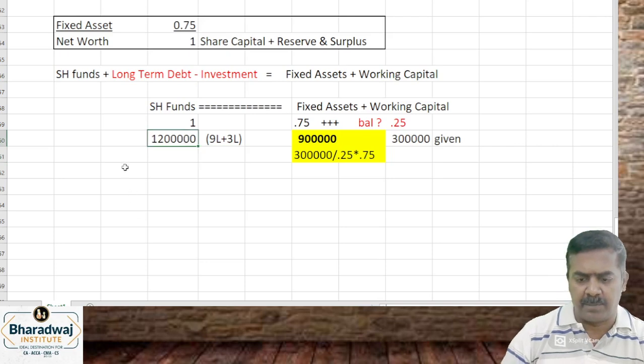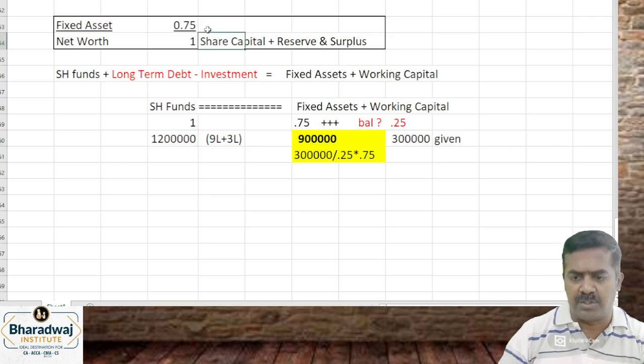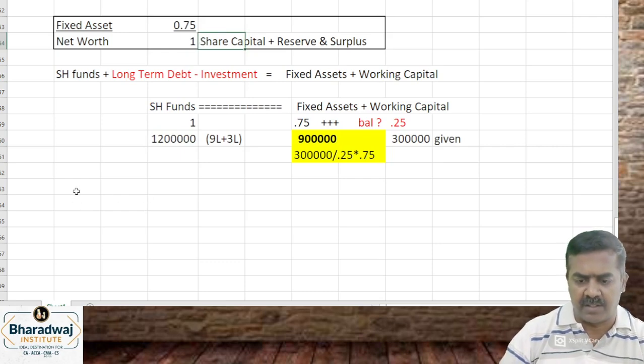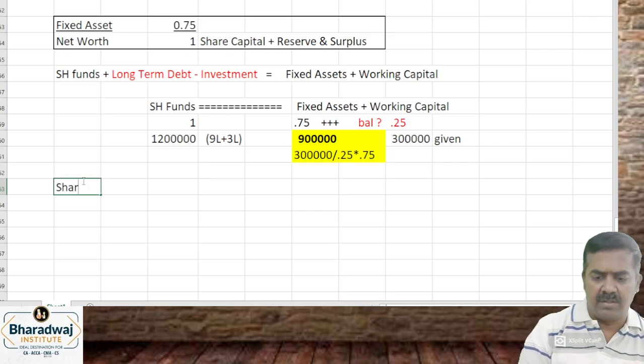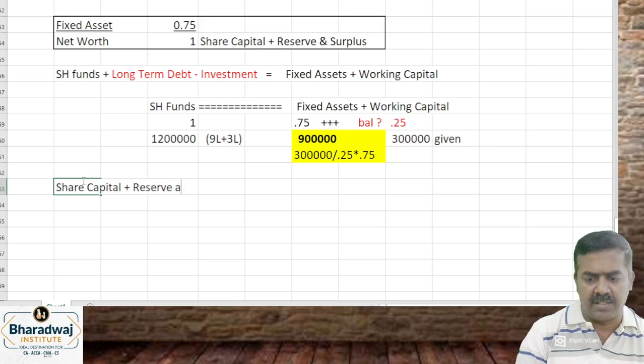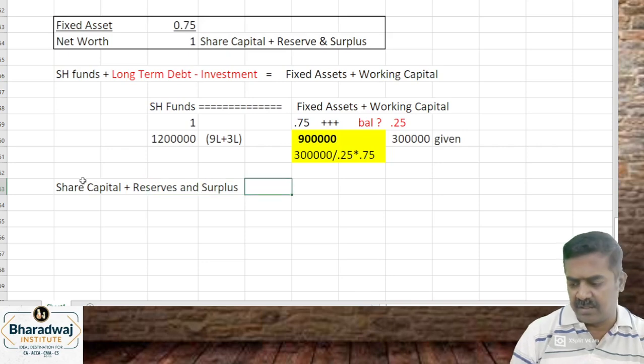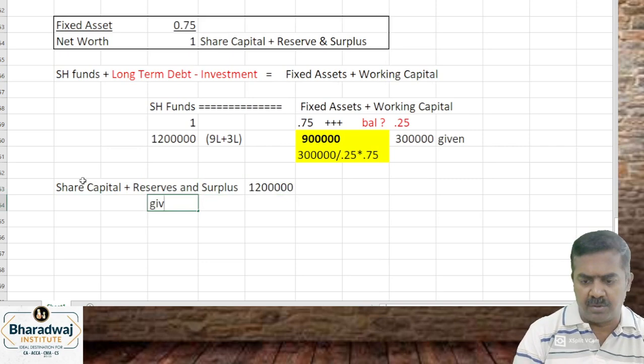12 lakhs. Wait panna. Shareholders funds include share capital plus reserves and surplus. Shareholders funds will include share capital plus what? Reserves and surplus. Total எவ்வளவு இருக்கு? 12 lakhs. We are given reserves and surplus. எவ்வளவு கொடுத்திருக்காங்க? 2 lakhs na.